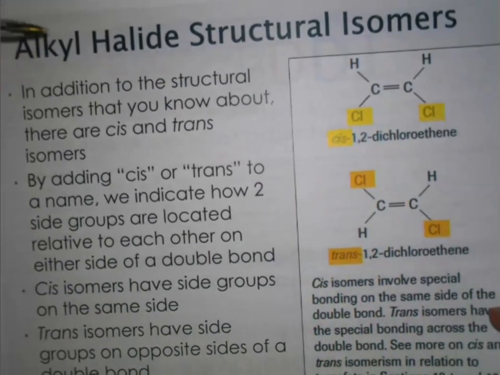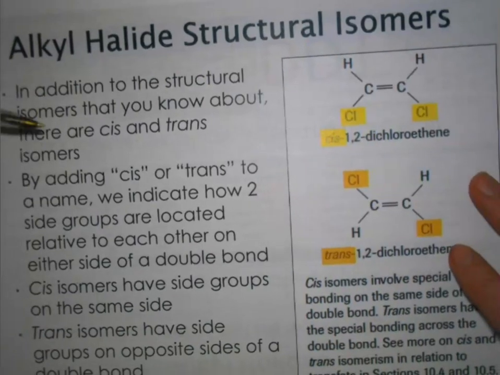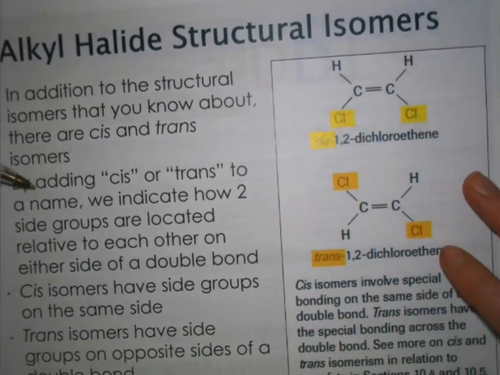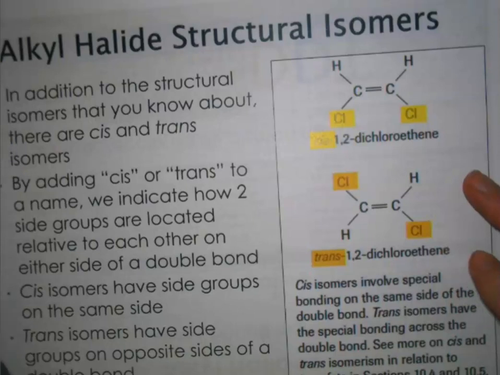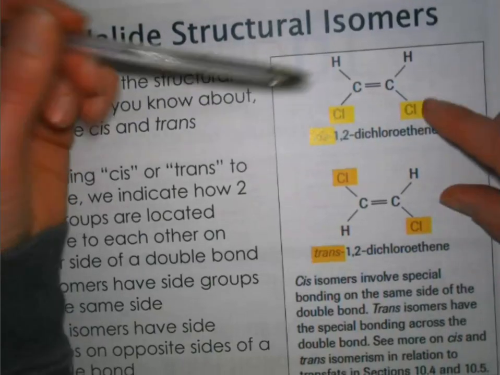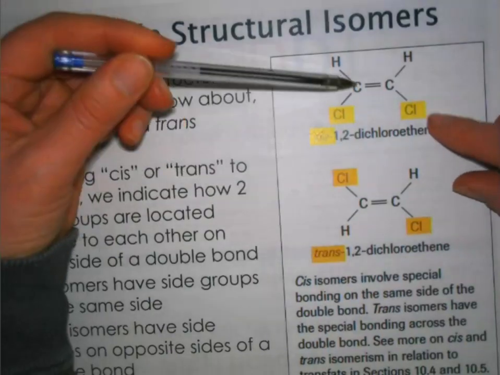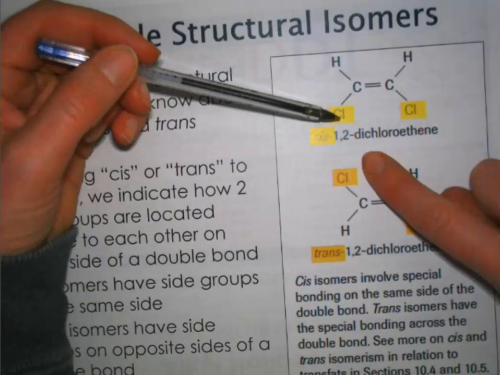Okay, one type of isomerism that we didn't talk about when we looked at structural isomerism is cis and trans isomers. So with cis and trans isomers, basically what we're doing is identifying where functional groups are located in relationship to a double bond. So all you really need to know is cis is always on the same side and trans is always on the opposite side.